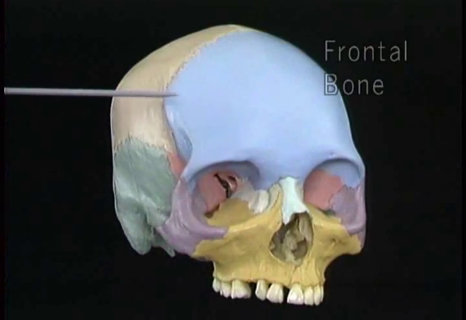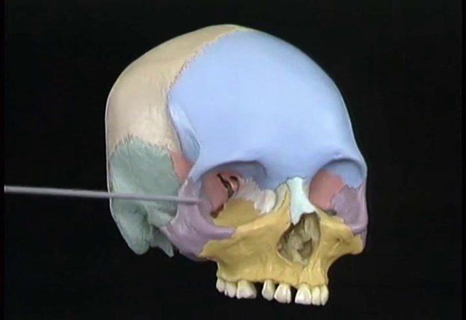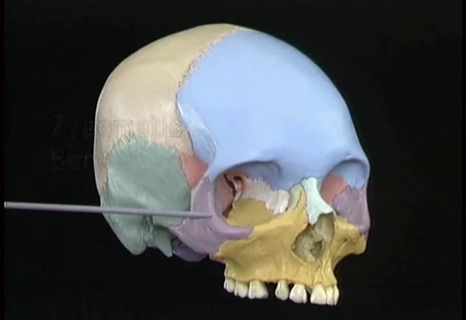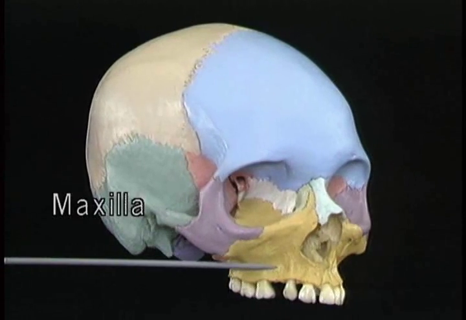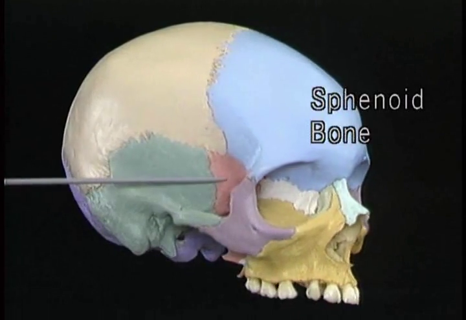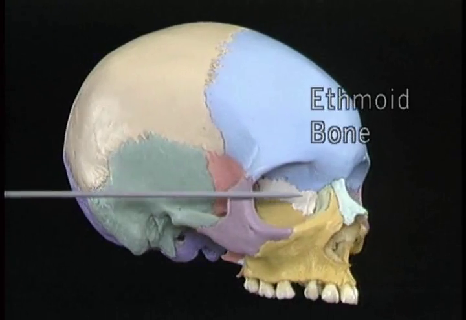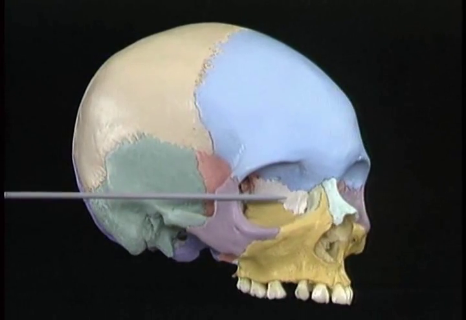Each of them contributes to the features that we've seen. We'll look at the 5 largest facial bones first. There are the frontal and zygomatic bones, the maxilla, the sphenoid bone, and the ethmoid bone.